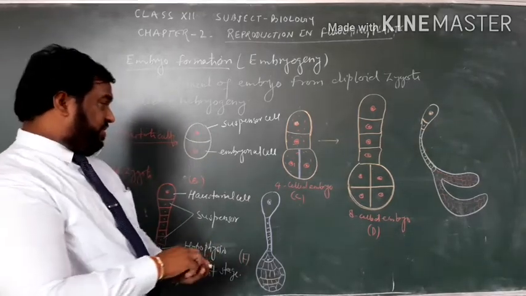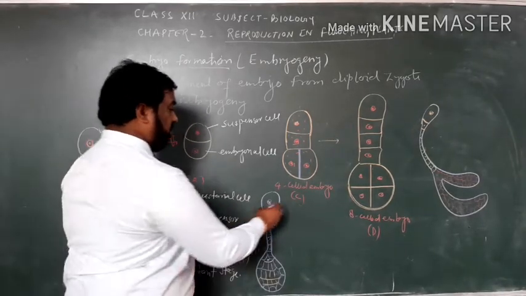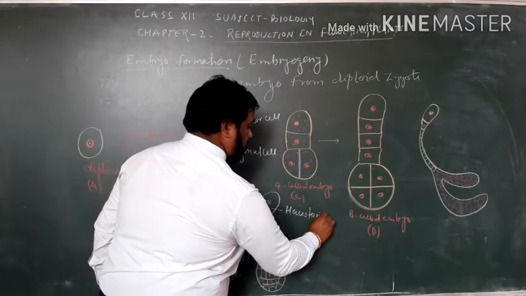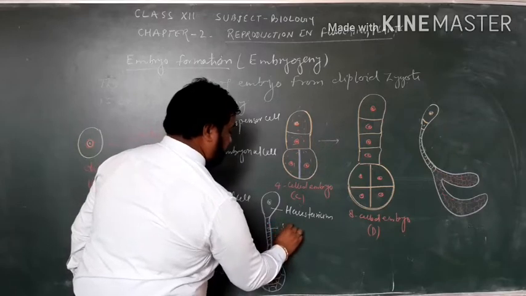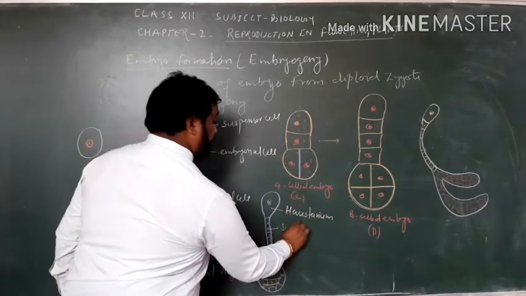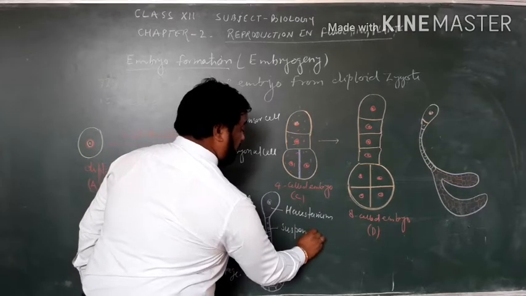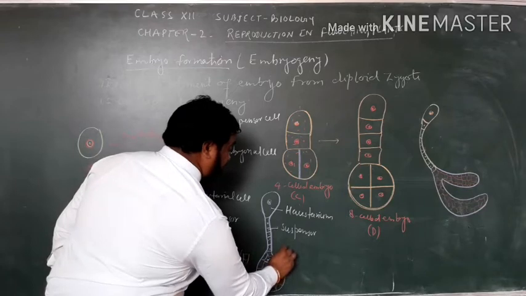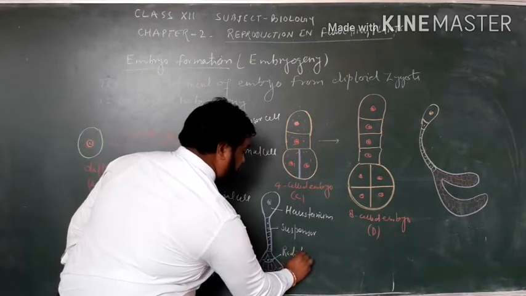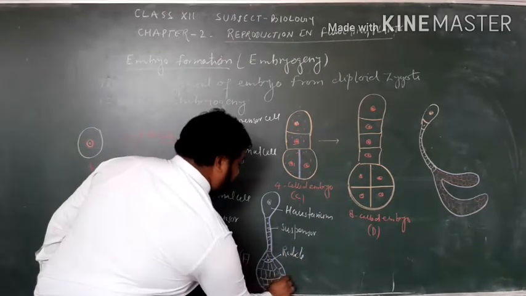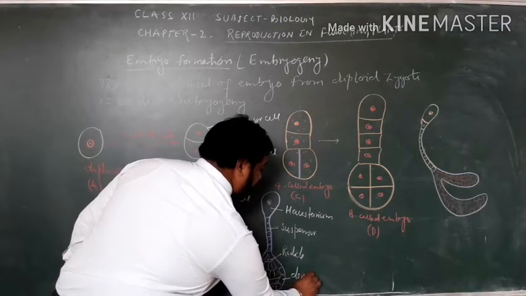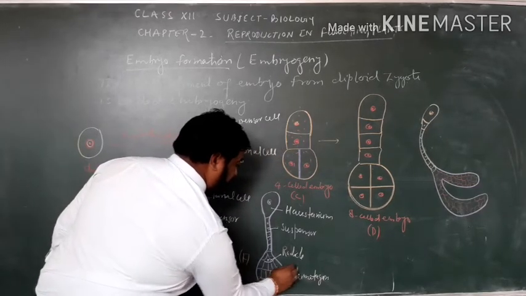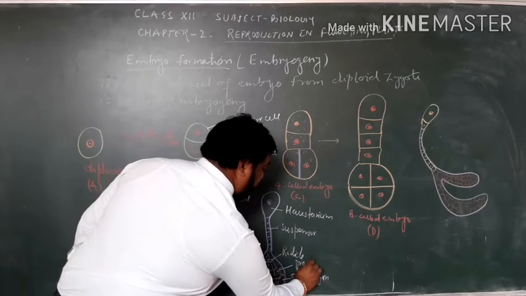So in this phase, upper this is the haustorium, then long suspensor, then upper this is the radicle, then last this is the dermatogen, this is the procambium.